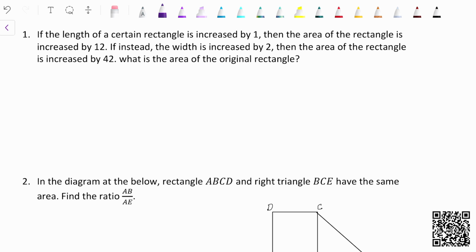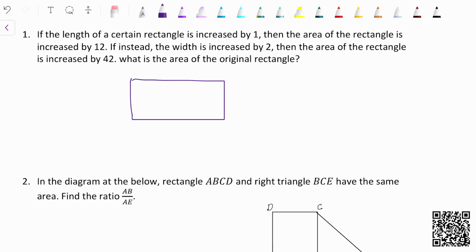Today's first question is: if the length of a certain rectangle is increased by 1, then the area of the rectangle is increased by 12. If instead the width is increased by 2, then the area of the rectangle is increased by 42. What is the area of the original rectangle?